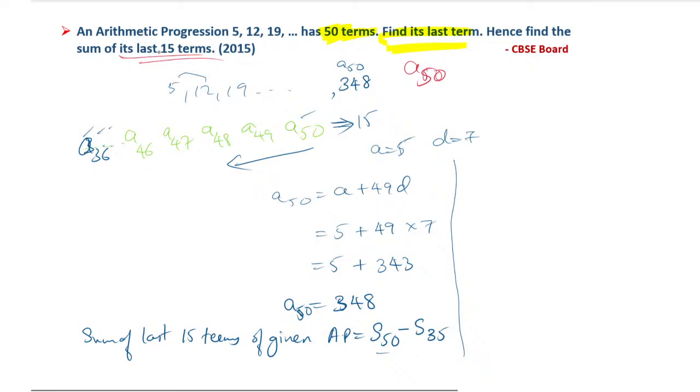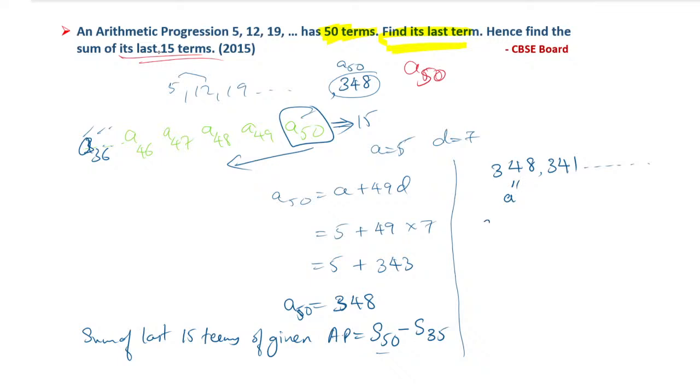The second method is to write down this equation. See here, the last number, the A50th term, is 348. You write down the 348 first. Then you have to take the previous terms with a difference of 7, so 341, and it will go on like that. So take the A value as 348. The D value will become 341 minus 348, which is minus 7.